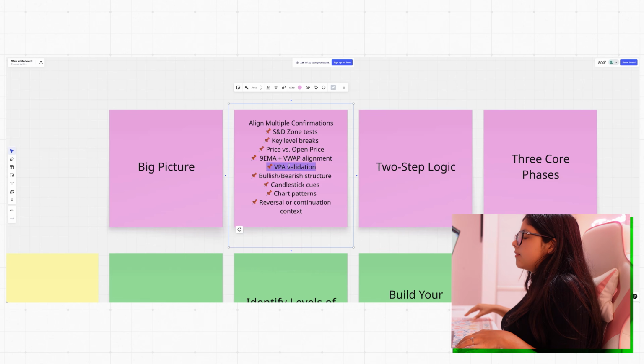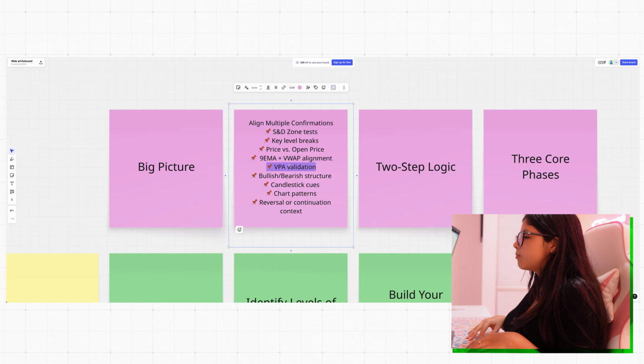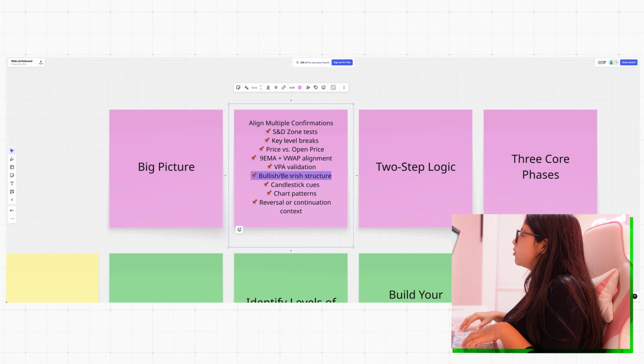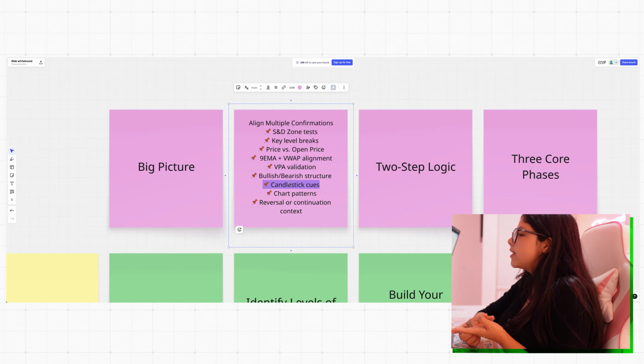Volume price analysis validation. I have a whole course specifically on this confirmation, and it's key. It helps me determine what's a strong trade setup versus a weak trade setup, and bullish versus bearish structure and candlestick cues. You could think of price action, higher highs, higher lows, candlestick patterns, candlestick strength meter, and chart patterns, double tops, double bottoms, reversal, or continuation context.